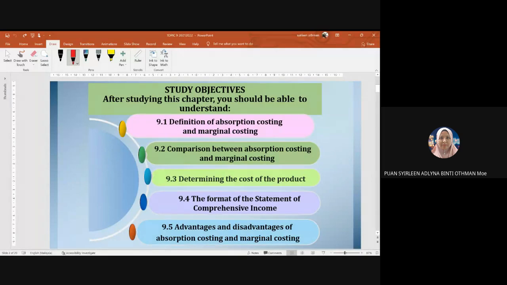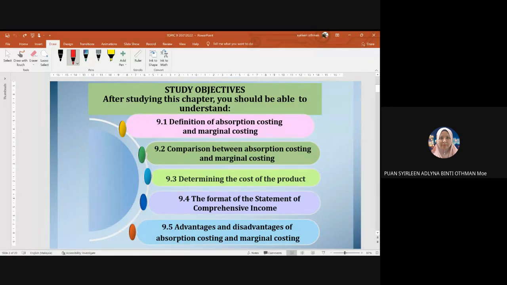But bila kita buat absorption costing, kita ada target yang berbeza. Orang yang akan baca report tu adalah orang yang berbeza dengan target yang akan baca report yang kita buat dalam marginal costing. So after we know the comparison, we're gonna determine the cost for the product. And then kita akan buat income statement lah.